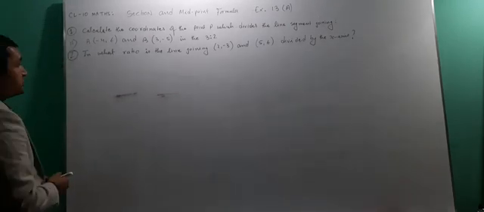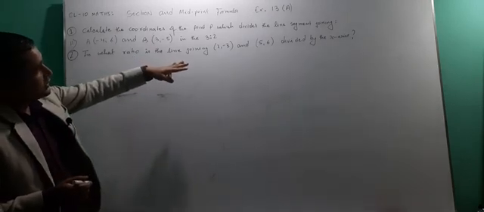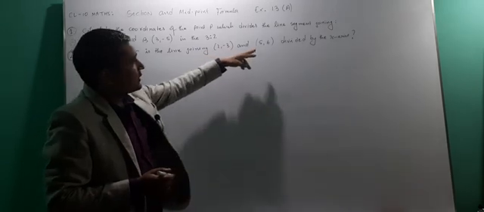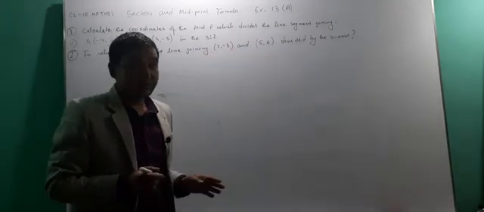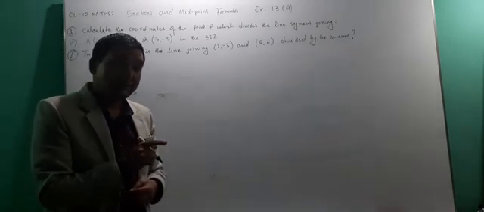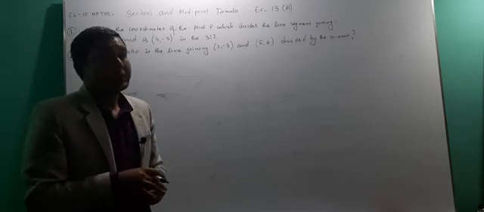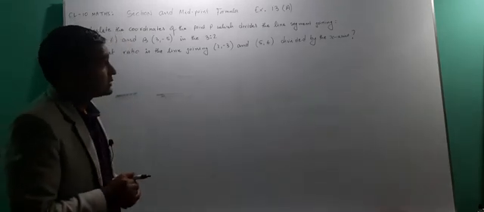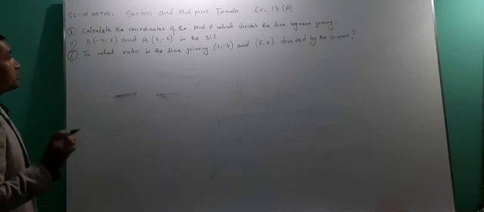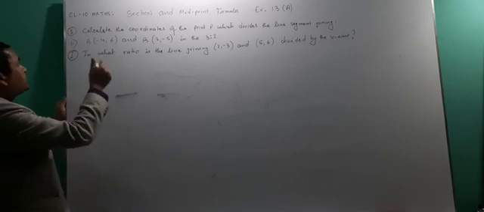Now question number 2. In what ratio is the line joining the points (2, -3) and (5, 6) divided by the x-axis? Okay, if the line is divided by the x-axis, then y will be 0. We already discussed this condition in the introduction part of this chapter. Please go through that video. That video is very important to clear your concept.